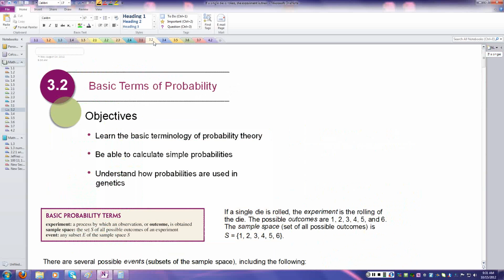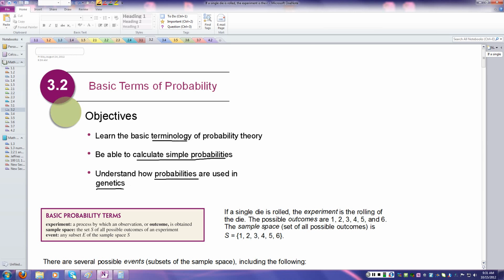So really the questions in this section are going to come from 3.2. In 3.2, we're going to talk about the basic terms of probability. We're going to learn some terminology. We're going to be able to calculate some simple probabilities, and then how probabilities are used in genetics. And this is kind of a fun section.